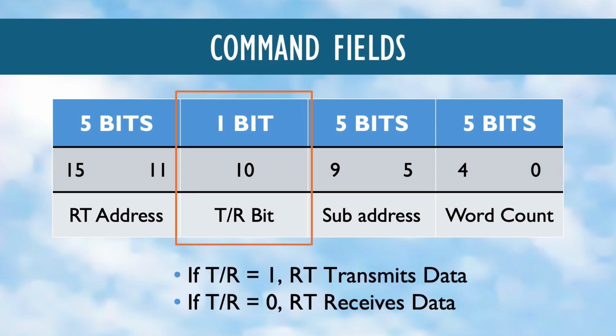The next field is a single bit denoting the direction of the data flow. A 1 in this field instructs the RT named in the first field to transmit. A 0 in this field indicates that the RT is to receive data. When broadcast is used, RT31 will never be used in combination with a 1 in the TR bit. Broadcast is only used for messages that the bus controller transmits to all RTs.